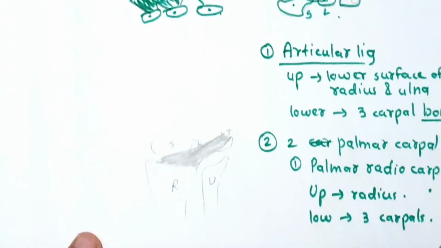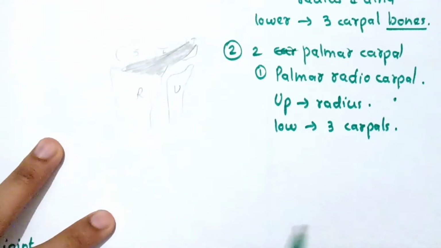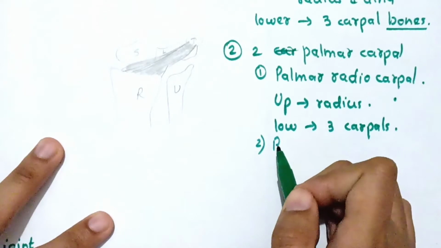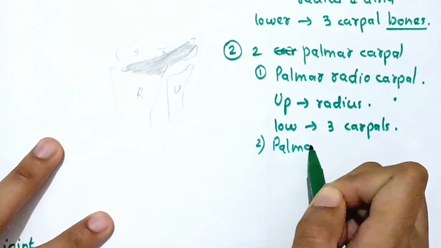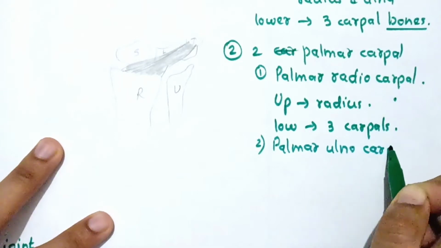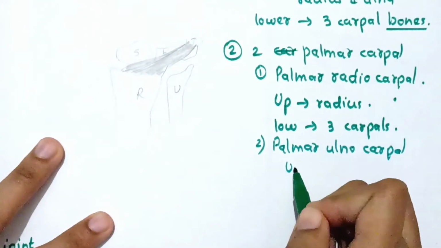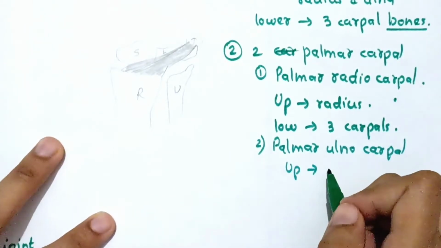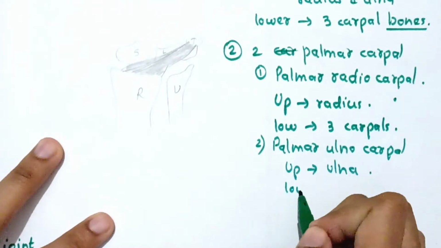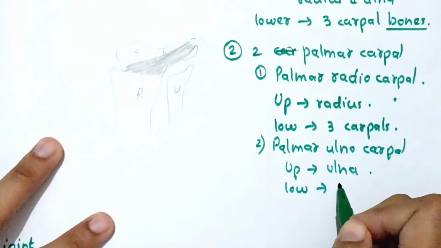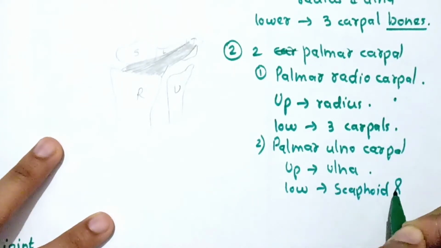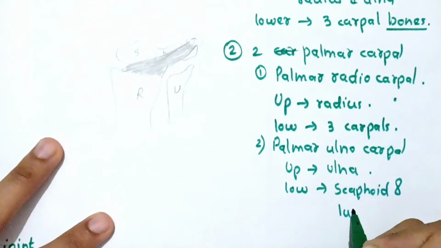So let's write down. Next we have the palmar ulnocarpal. Its upper attachment is on the ulna and lower is on the scaphoid and lunate only.